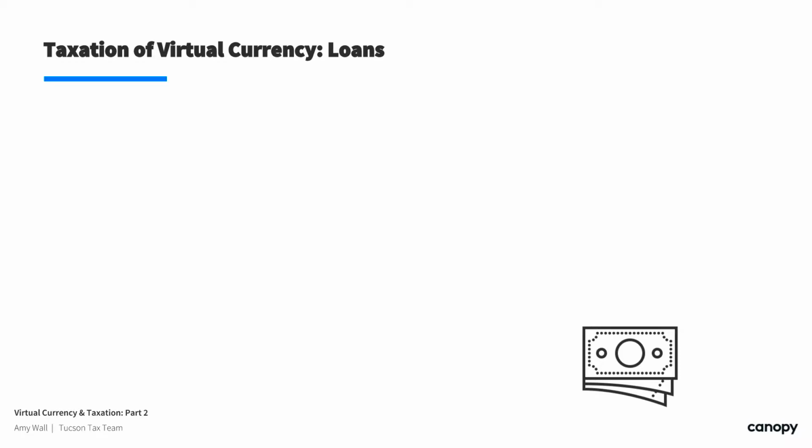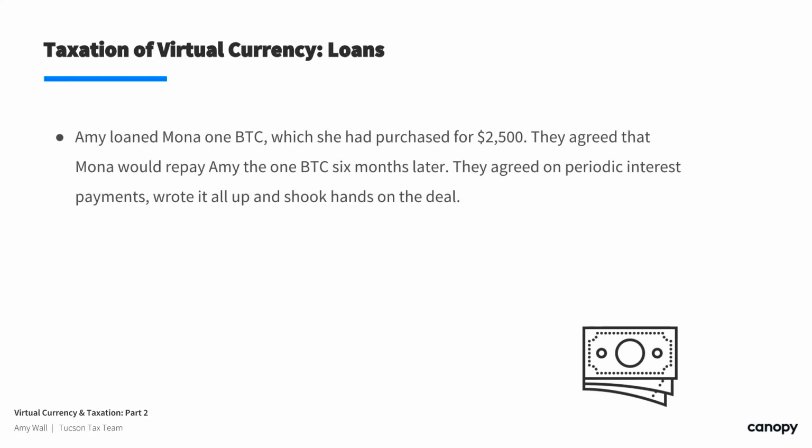Let's say I loan Mona a Bitcoin, which I had purchased for $2,500. We agree that Mona will repay me that 1 Bitcoin 6 months later. Being tax geeks, we agree on periodic interest payments. We write it up. We shake hands on the deal. Now, I bought it for $2,500. Let's say that when I loaned it to her, it was worth $3,500, and when she gives it back to me, it's worth $4,500.